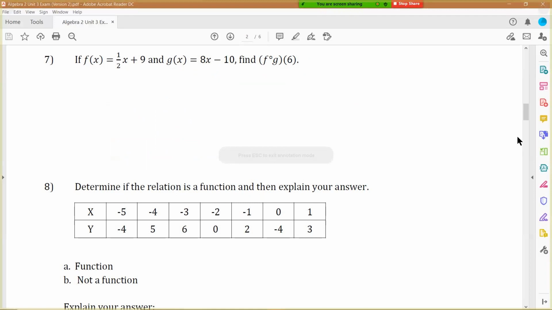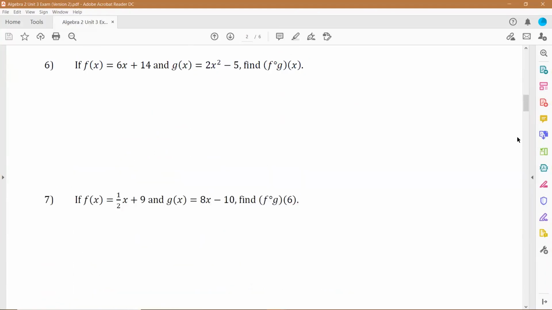Question number 7 is different than question number 6. How is it different? Look at both of them and tell me how they're different. What are we asked to find? Here we're asked to find f of g of x. Here we're asked to find f of g of 6. There's a constant hanging out at the end.